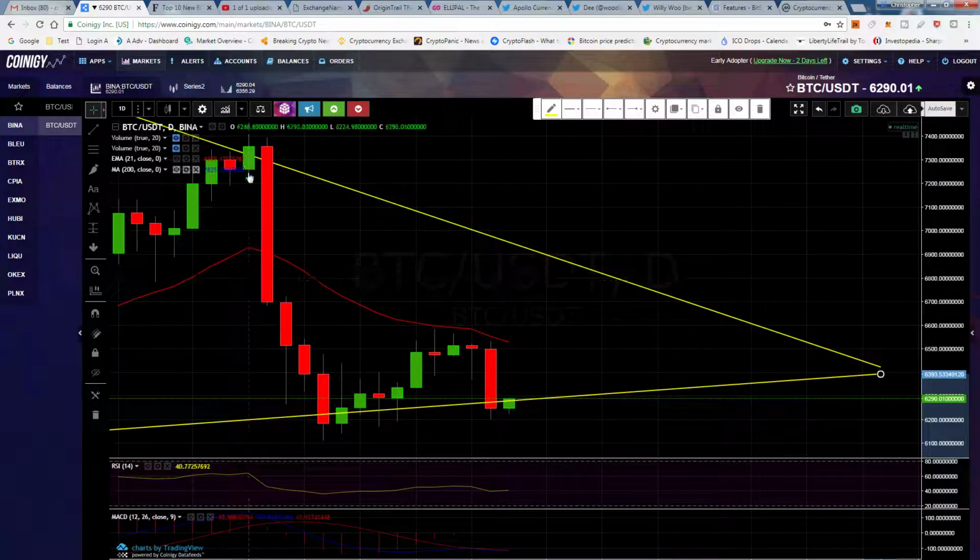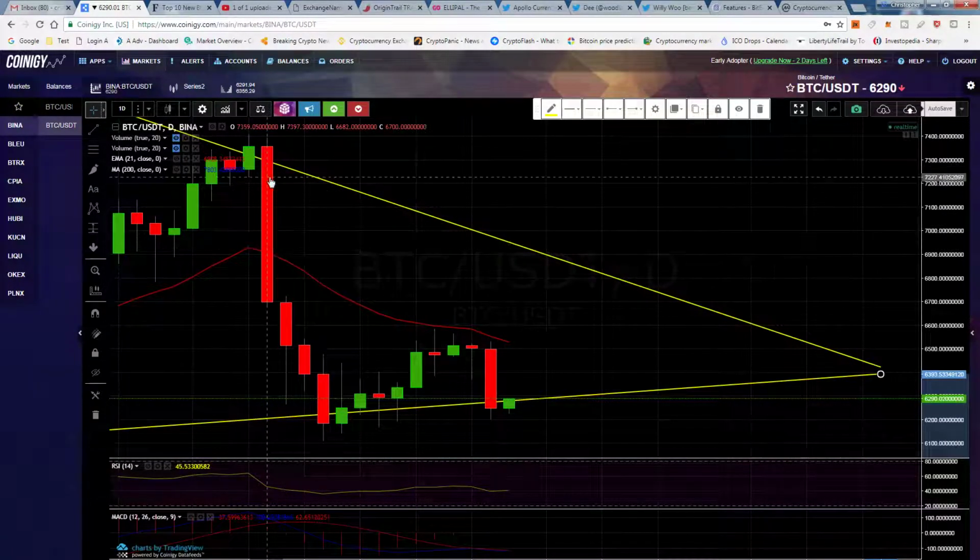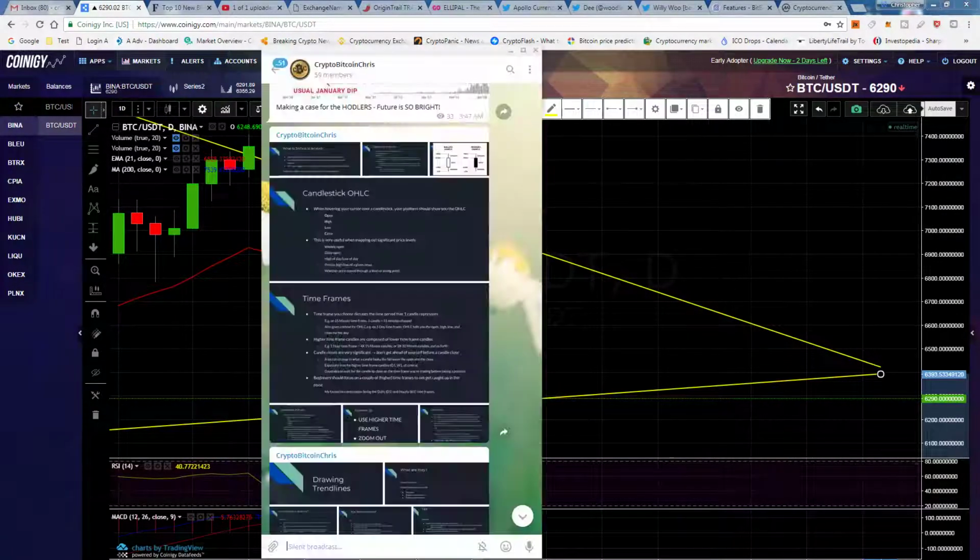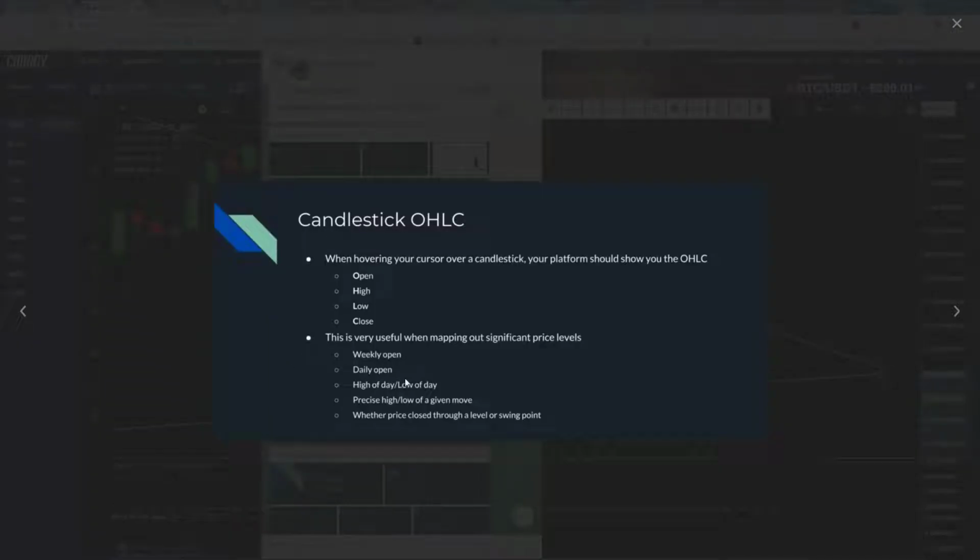So it was constantly moving through this. This is the daily chart, so this is a daily candle. The entire day, this was the price action. Again, it's very useful when mapping out significant price levels. You've got your weekly open, your daily open, your high of the day, low of the day, the precise high or low of a given move, and whether the price closed through a level or swing point.